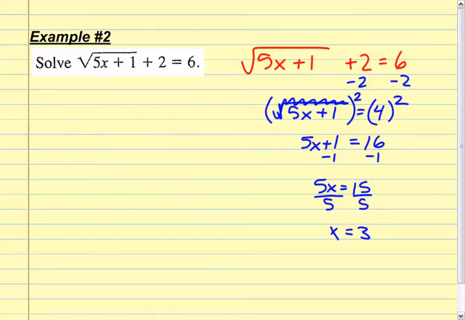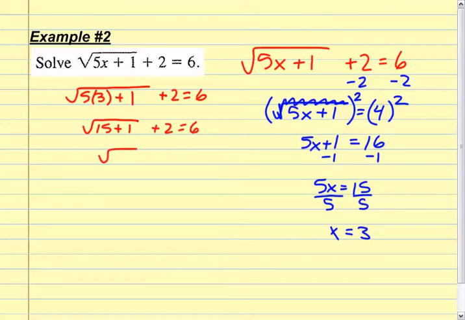So let's go back in here. Let's make sure that that 3 works. I'm going to get 5 times 3 plus 1. So that's going to be the square root of 15 plus 1, plus 2, is equal to 6. The square root of 16 plus 2 is equal to 6. 4 plus 2 is equal to 6. 6 equals 6. Boom. Done.